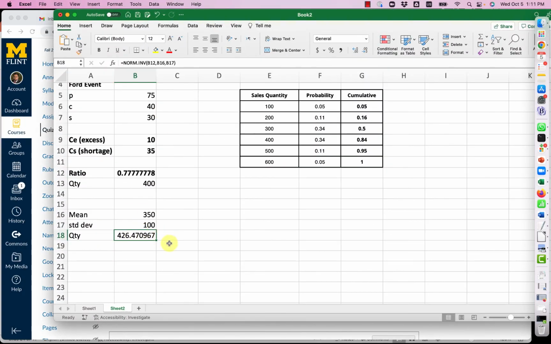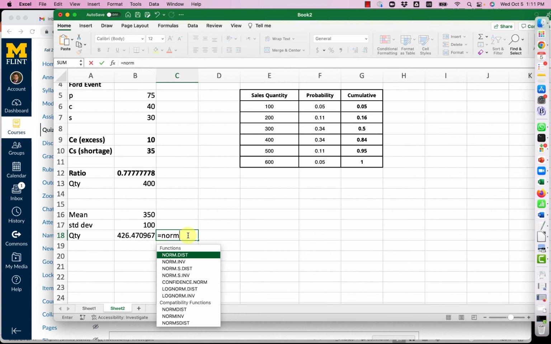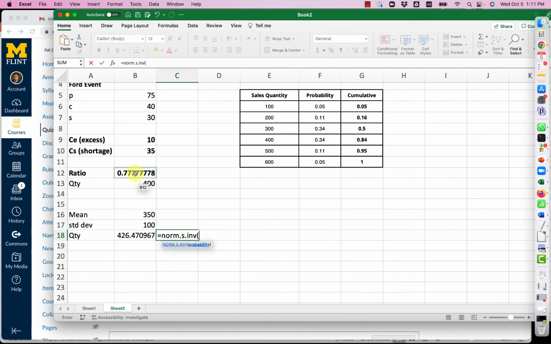Another way to do the same thing is that you use norm.s.inv. That S means it's standard, so you just give it the z-score. It doesn't need mean or standard deviation. It just needs a probability. So it uses a probability, which is 0.778. It converts the probability to a z-score of 0.7647. And then you can convert the z-score by multiplying the z-score by the standard deviation and adding in the mean, and you get to the same answer that you got with norm.inv.